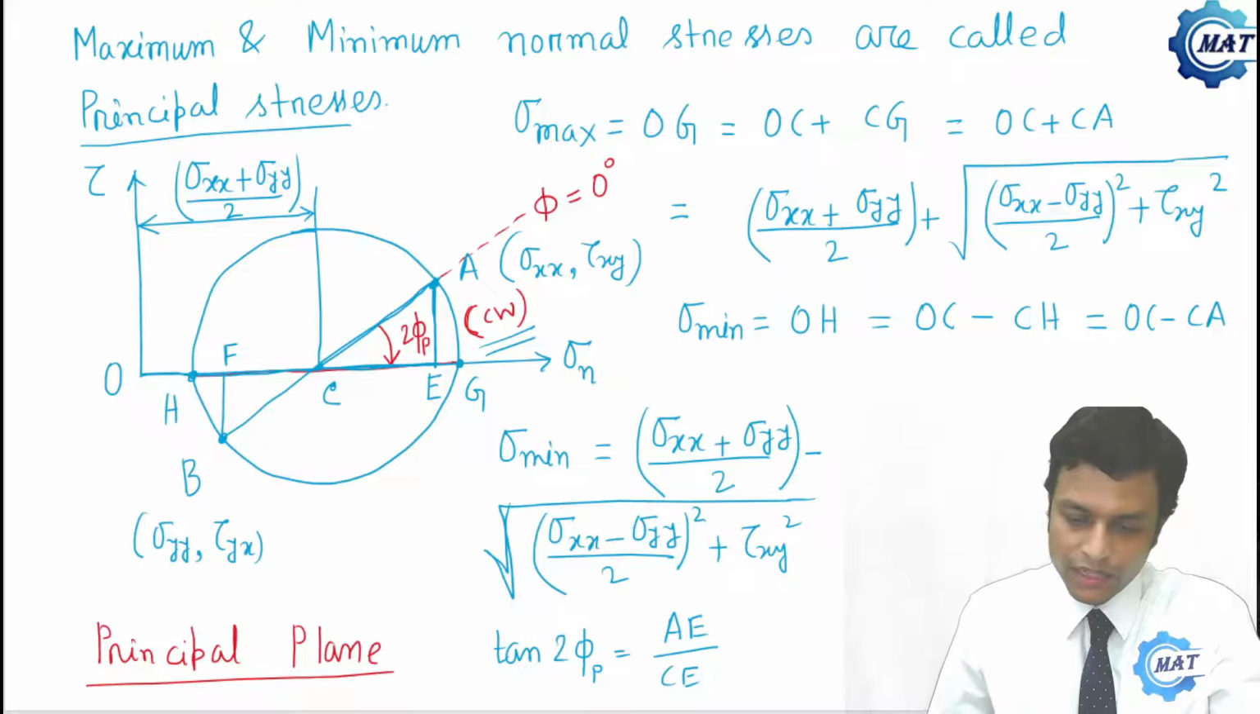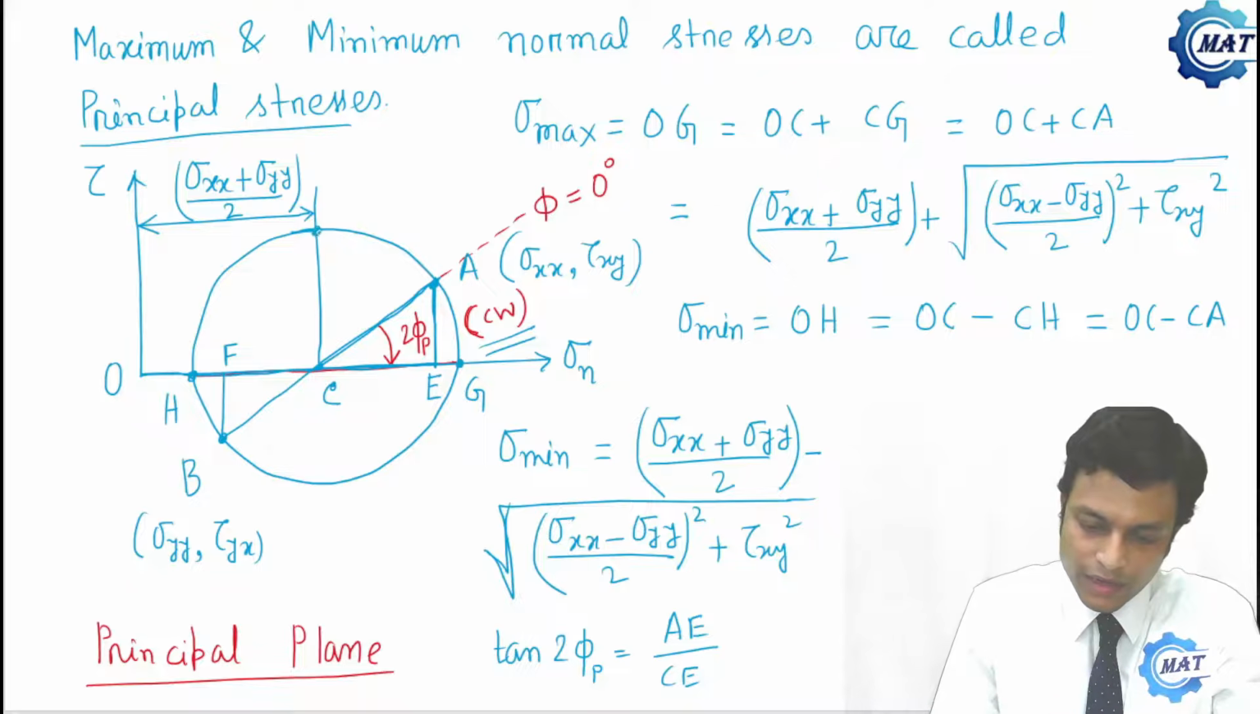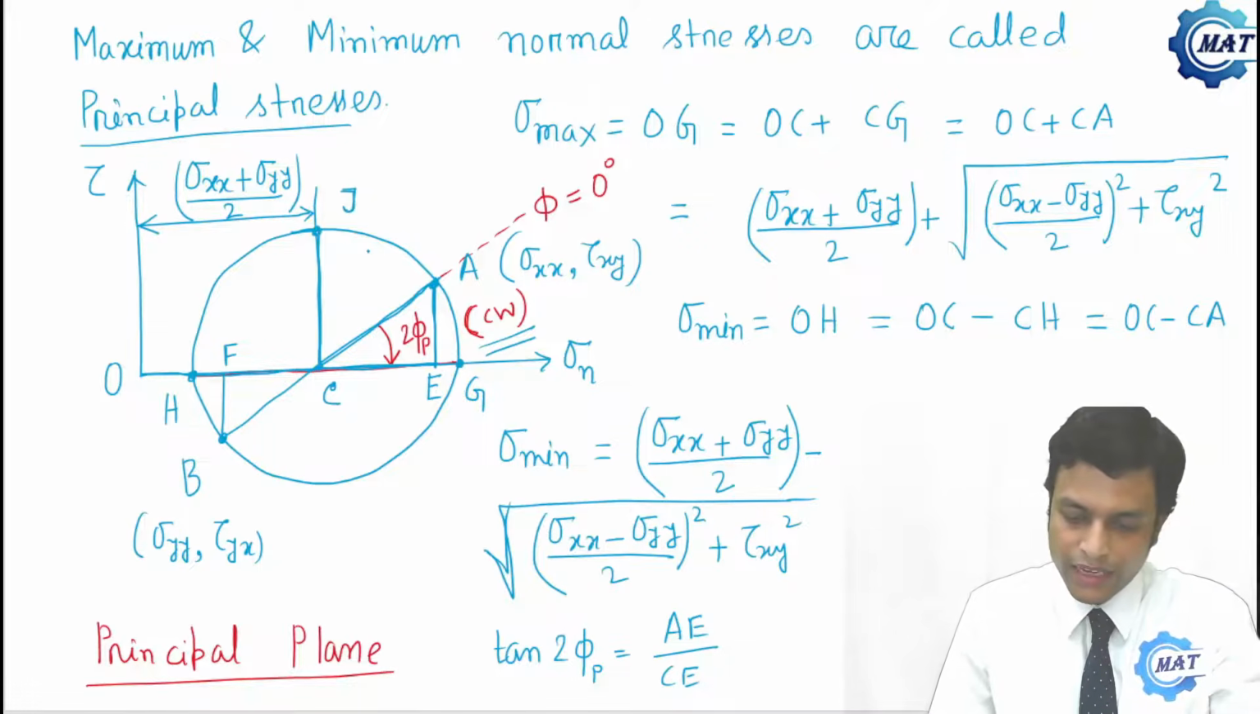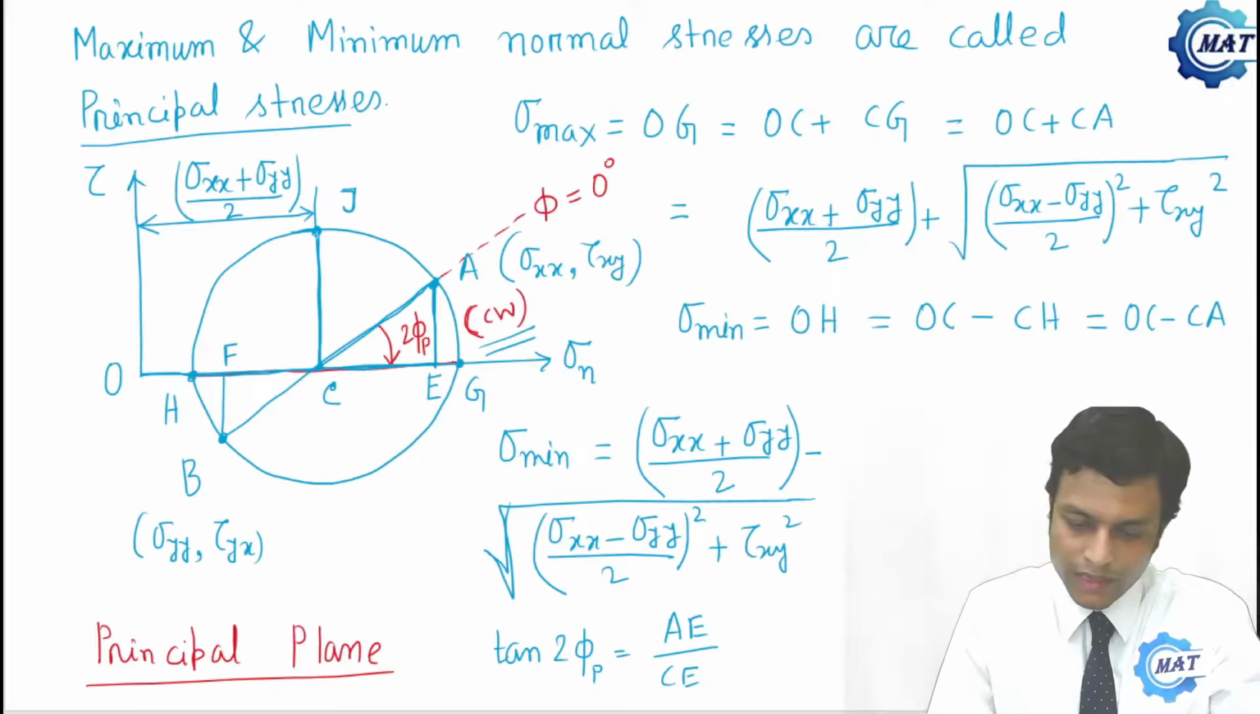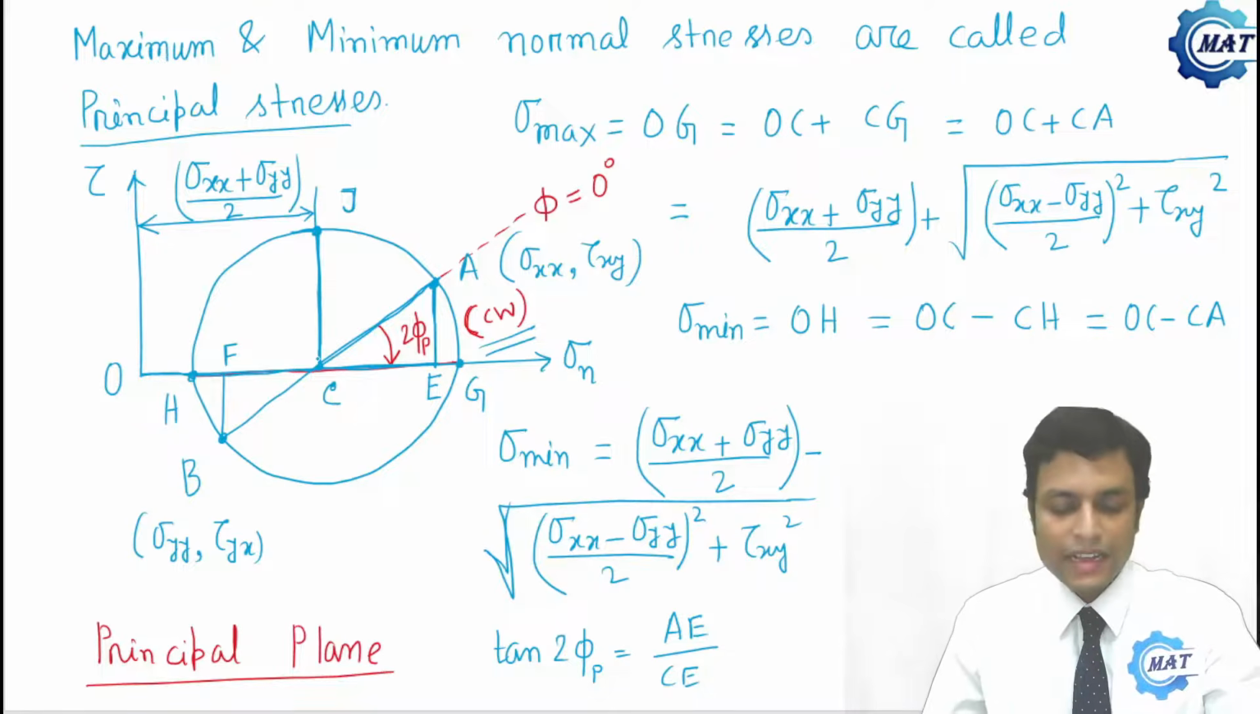What is the maximum shear stress? At this point here, this is the maximum shear stress. Say this point is J. So tau max is nothing but CJ. Tau max is CJ. What is CJ? That is the radius of the Mohr circle.